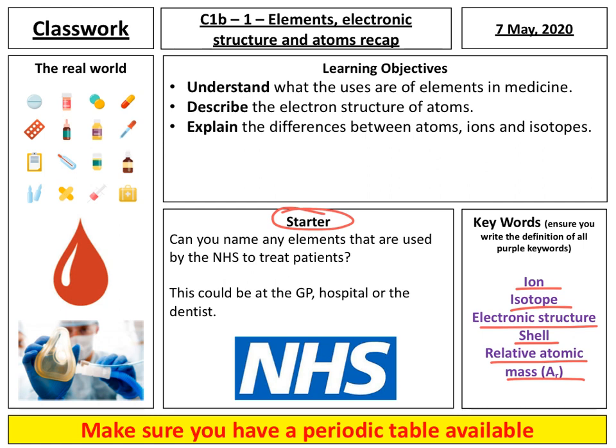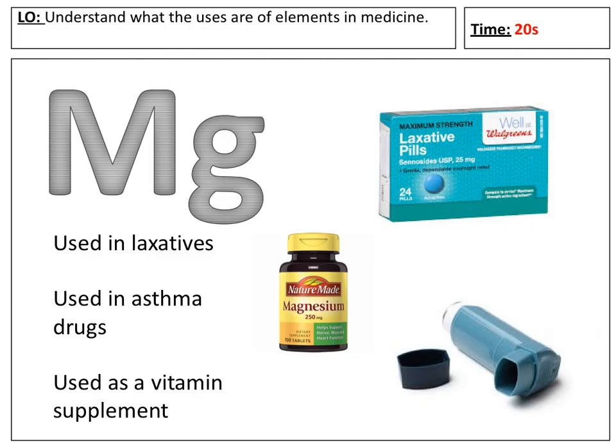So, elements that are used in medicine. Obvious one is oxygen. So let's take a look at that and a few others. So magnesium is a really good example. Magnesium is useful for loads and loads of things, so it appears in medicines all of the time. Magnesium is used in laxatives. If you're not sure what a laxative is, ask a parent. It's used in asthma drugs, and it's used as a vitamin supplement as well.